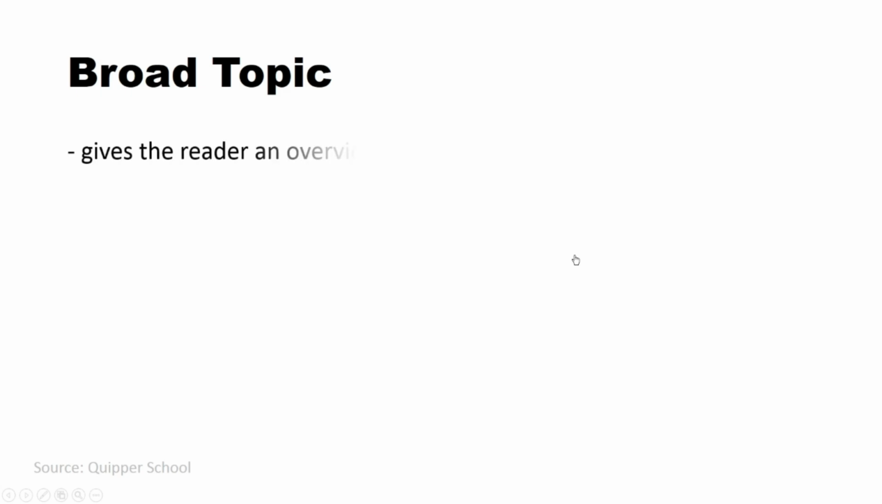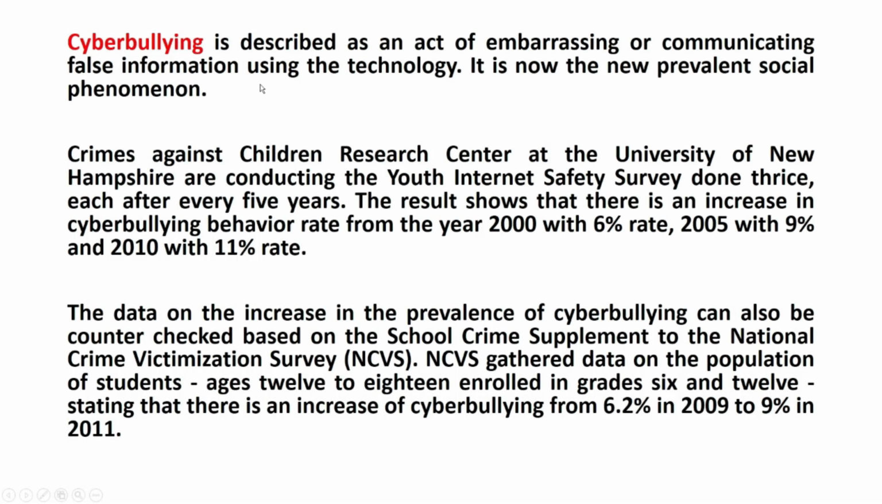First, broad topic. Ano yung broad topic? Kapag sinabing broad topic, it gives the reader an overview of what the general topic is all about. So, ibig sabihin ng overview, binibigay mo sa kanila yung pangkalatang pananaw tungkol sa kung ano ang topic mo. For example, the title was about effects of cyberbullying and its gender-related issue, kung tatandaan nyo. So, yung pinaka-focus ng first paragraph in here, or the broad topic, which is the first part of creating a literature review, is cyberbullying. Cyberbullying describes an act of embarrassing or communicating false information using technology.